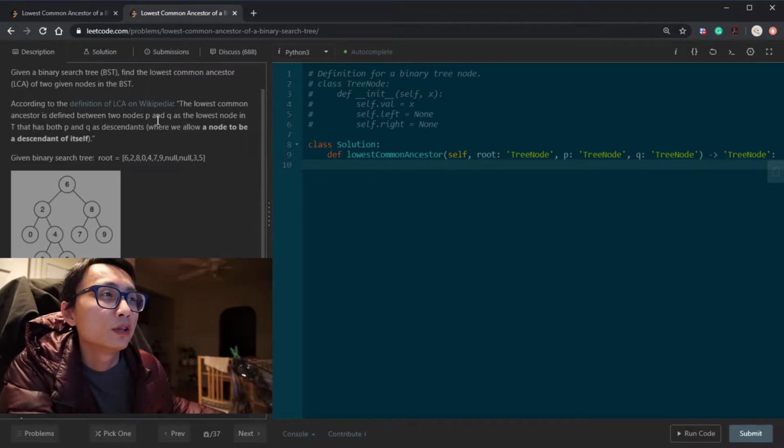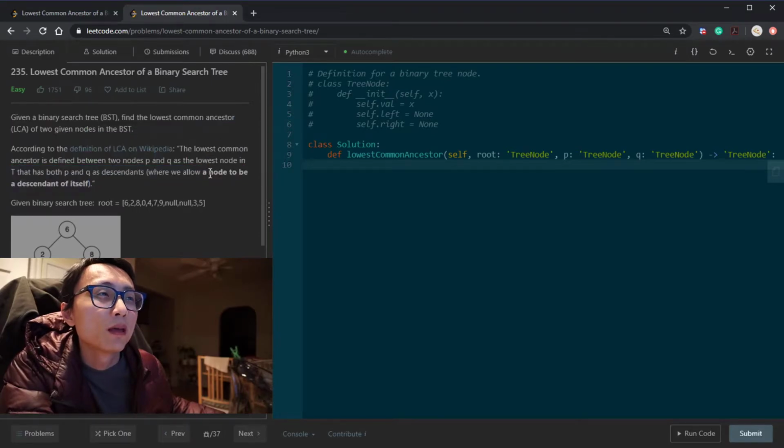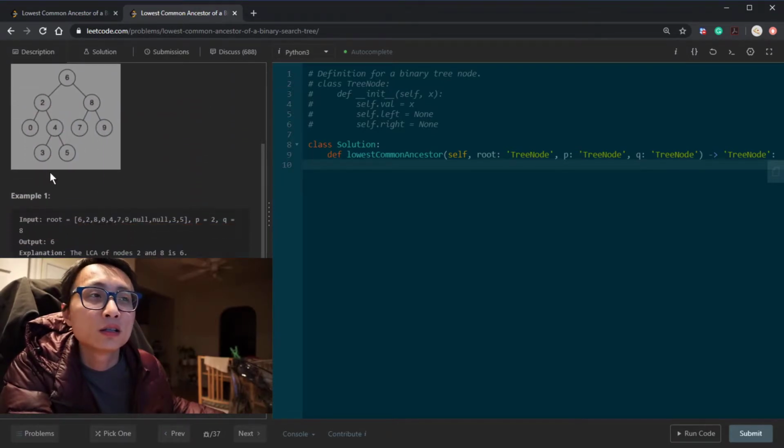And the LCA between two nodes, P and Q, is the lowest node in the tree that has both P and Q as its descendants. A quick note here is that a node can be its own descendant. It's quite an important property. So let's look at some examples.